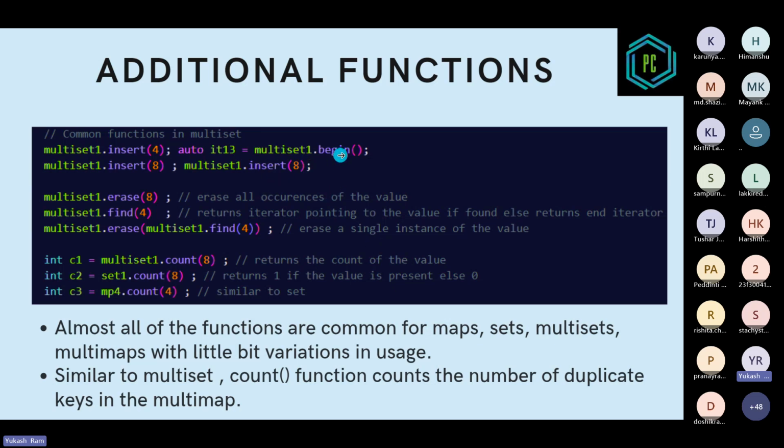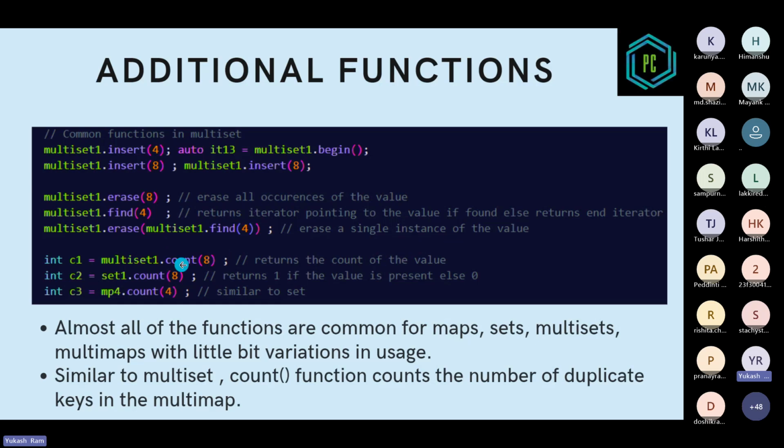Again, dot begin, dot rbegin, everything is literally the same. Some differences: if you use dot erase in a multi-set, it will erase all the occurrences of the given key. So if you want to erase all the eights in this multi-set, you can use this to erase all the occurrences. But if you have to erase a single occurrence, you can use dot find to get the iterator, and then erase via the iterator, because the iterator always points to a single element. So if you erase the iterator, only a single instance will be erased.